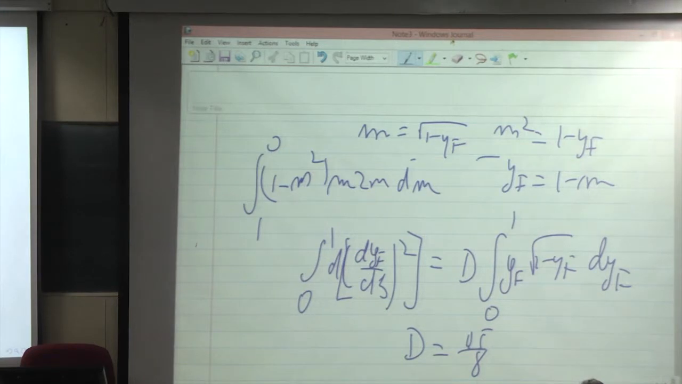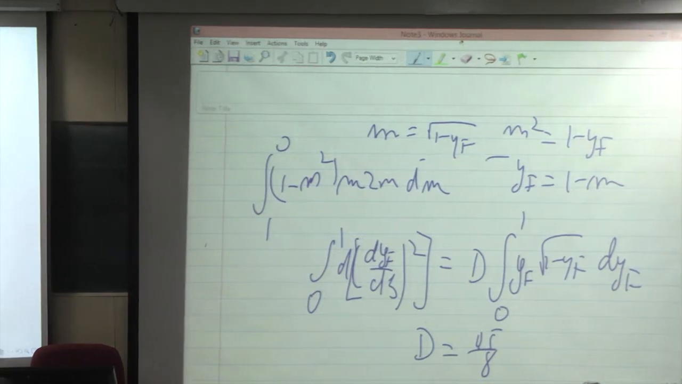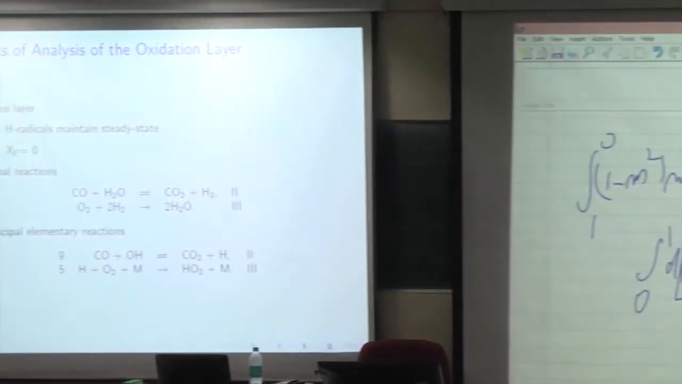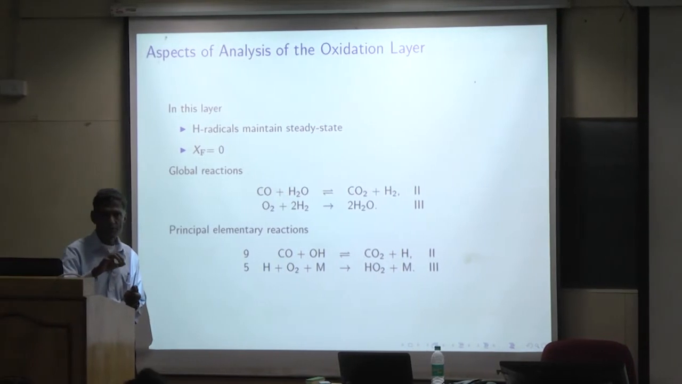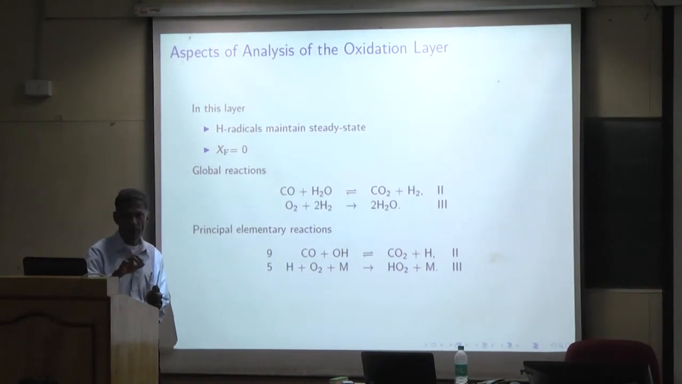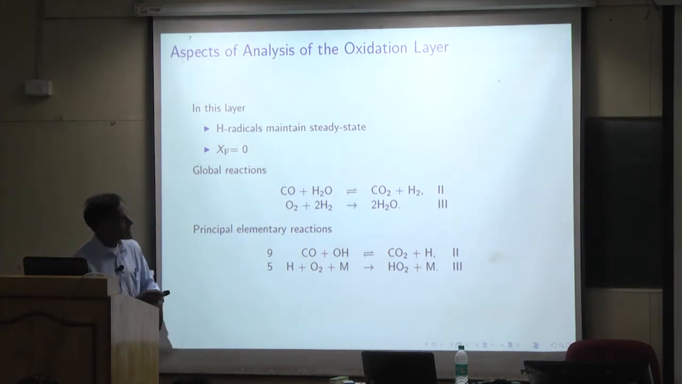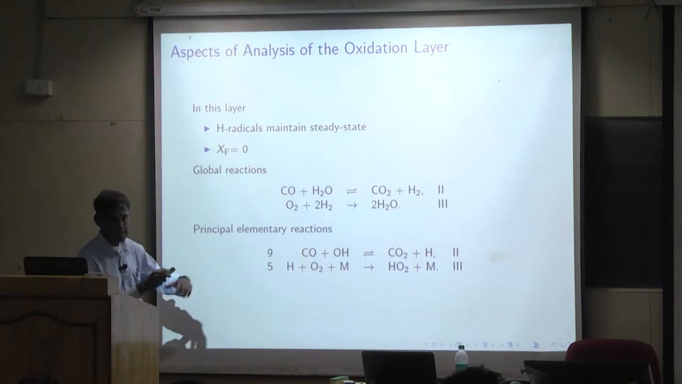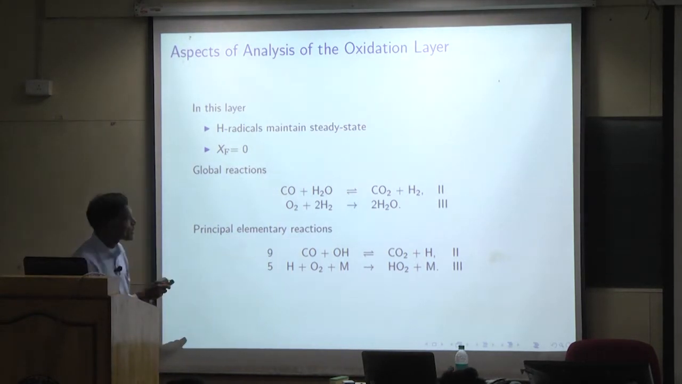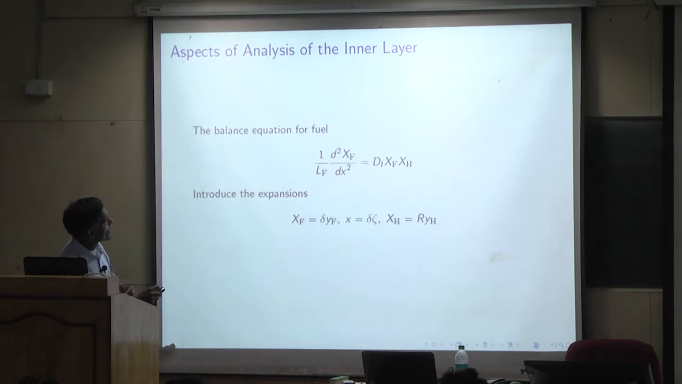Now we look at the oxidation layer. Why do we need to analyze it? Because if you look at the Damköhler number of the inner layer, two quantities appear: the concentration of carbon monoxide and the concentration of oxygen, which is not known. To solve those, we need to solve the structure of the oxidation layer, which is this epsilon layer.